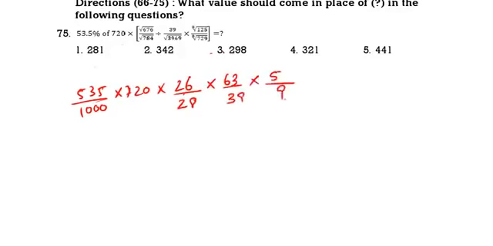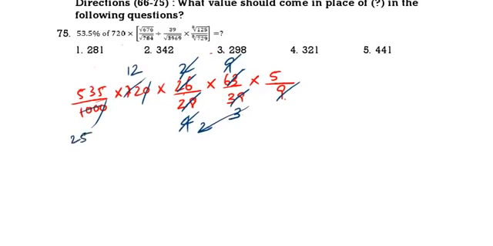See, 13 3s, 13 2s, 7 4s, 7 9s, 7 4s, 7 9s, 9 and 9 will get cancelled, 2 1s, 2 2s, 0 0 cancel, 2 into 3 is 6, this is 12. Now here we are left out with 25.